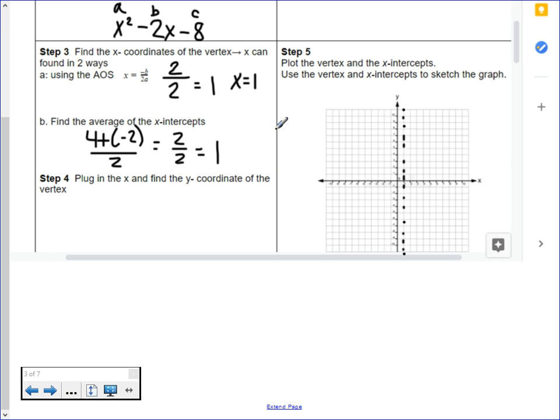When you have your x, now you need to find your y. So you're going to take that 1 and plug it back into the original equation and see what y equals. So we're going to do 1 squared, which is 1 times 1, so that's 1. -2 times 1 is -2, and then you still have a -8. So 1 minus 2 minus 8. What is that? -9. So our vertex is the point (1, -9).